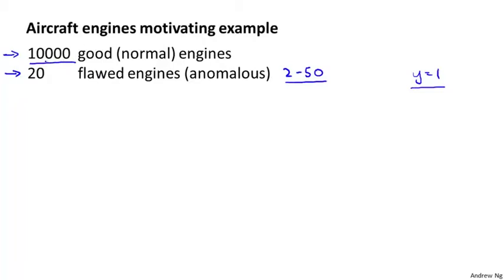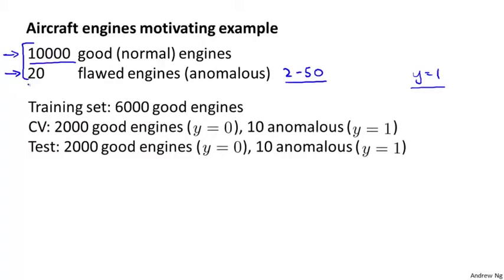So given this data set, a fairly typical way to split it into the training set, cross-validation set, and test set would be as follows. Let's take 10,000 good aircraft engines and put 6,000 of them into the unlabeled training set. I'm calling this an unlabeled training set, but all of these examples really correspond to y equals 0 as far as we know.